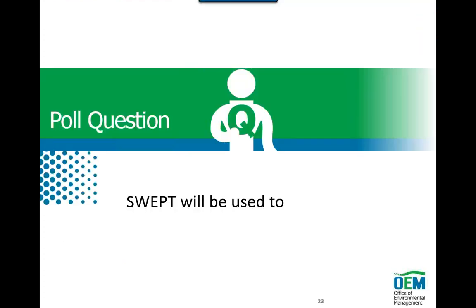And we have a final poll question. The SWEPT application will be used to track environmental project schedules, build consistent PD&E scopes of service, approve environmental documents, support federal highway audits of environmental documents, or all of the above. The correct answer is all of the above.